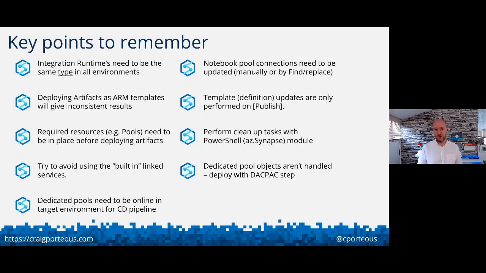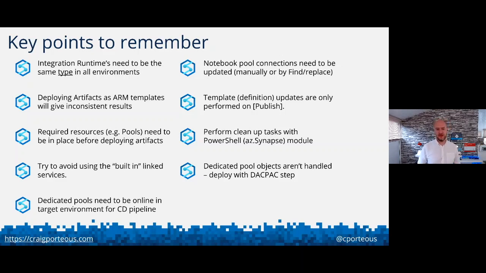All the resources that you need have to be in all of the environments that you're deploying to. If you've got a Spark pool set up in your development environment and you don't have it in UAT, you're going to get failures. It can't create that on the fly. It can't deploy notebooks pointing to a Spark pool if there's nothing there. As I mentioned, try to avoid using the built-in linked services because it's just going to pollute all of your other environments with these locked-in dev linked services.